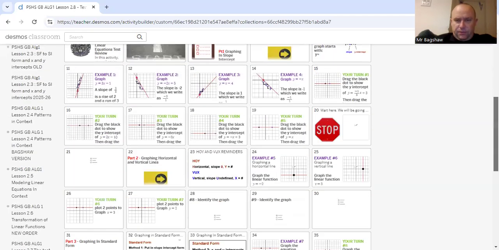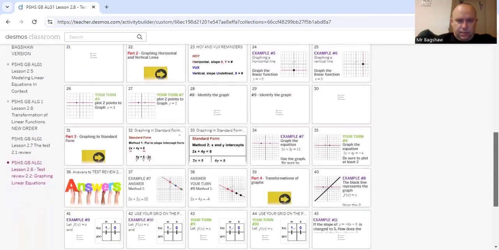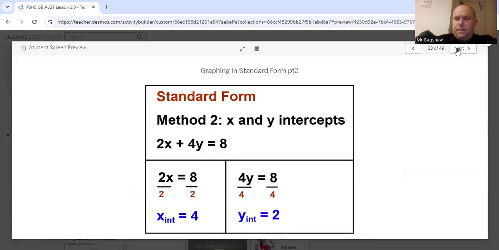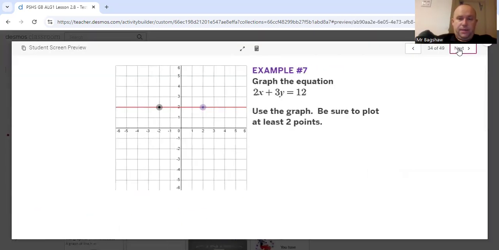And I just cancelled for literally no reason at all. So let's see if I can figure out where we're up to. Here we go. You can also do this by x and y intercepts, but we didn't personally do this in class, so I'm going to move on for this one.